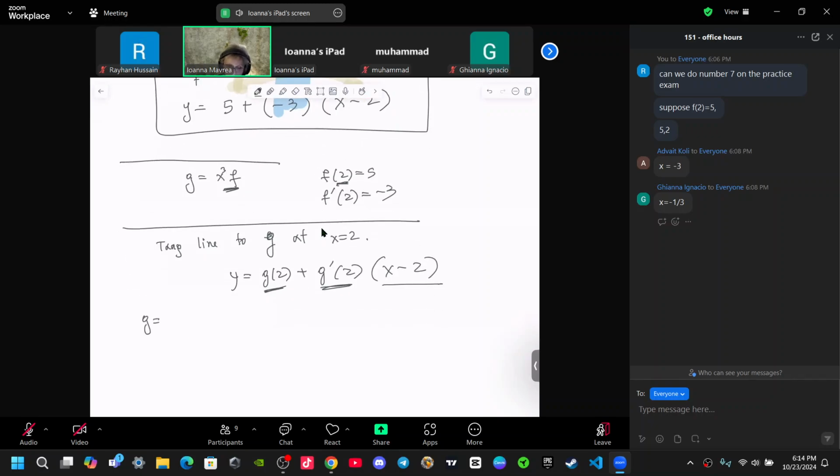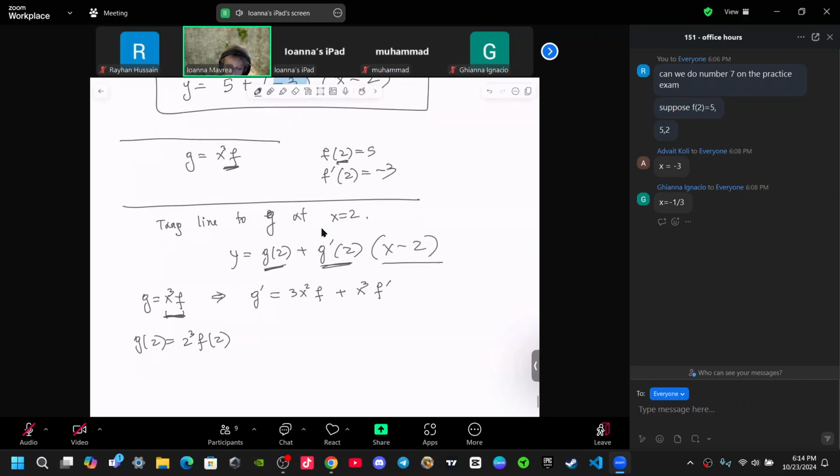So since g is equal to x to the third times f, g prime, I'm going to use the product rule here. So 3x squared times f plus x to the third times f prime. So g of 2, I'm going to plug in 2, is 2 to the third times f of 2. If I was in an exam, I would leave it 2 to the third, because you never know, you might write 6. It's an exam. Things happen. So f of 2 is 5. Again, if that was an exam, I would write 2 to the third times 5, no simplification.